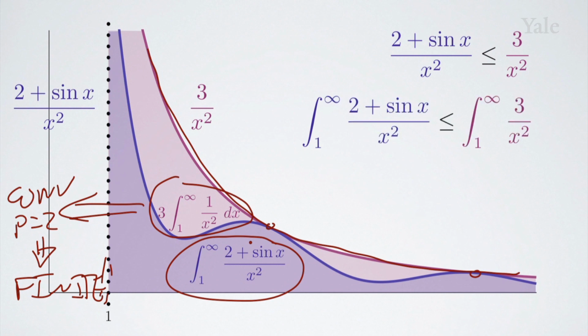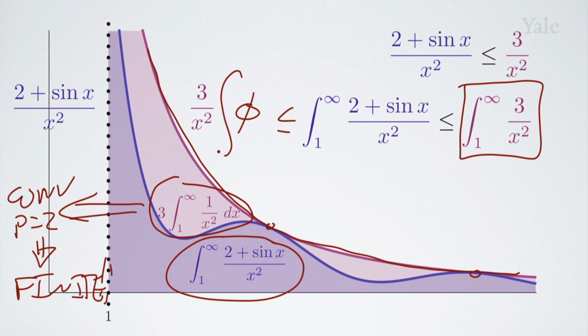But we can take one step beyond that. We know, in fact, that this improper integral right here, the integral of 3 over x squared from 1 to infinity, converges and it's finite. Well, this 2 plus sine x over x squared happens to be bigger than or equal to 0 in all instances. And in fact, if we integrate from 1 to infinity, this turns into 0.